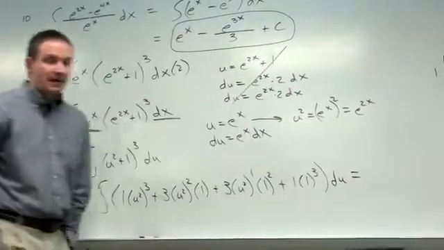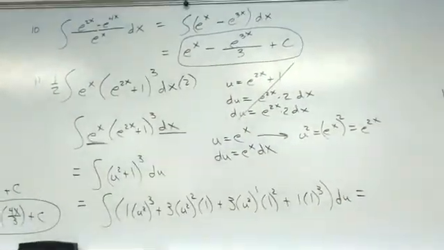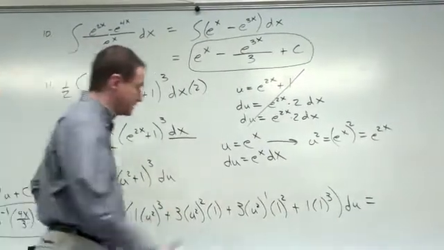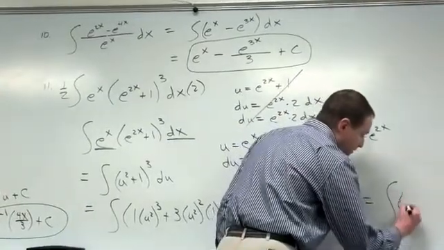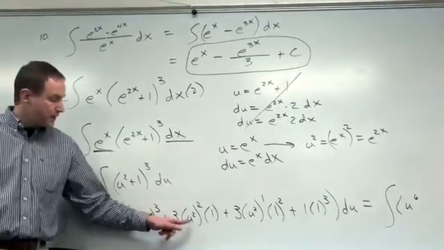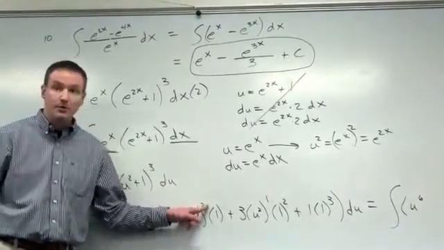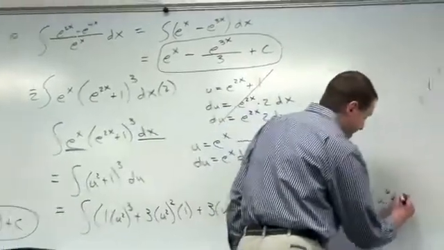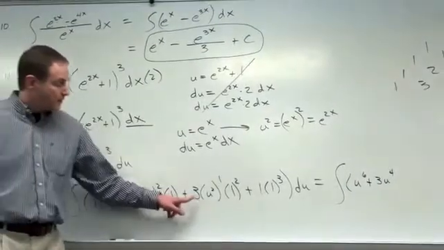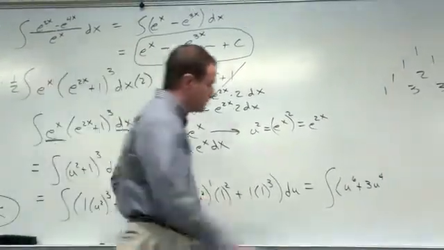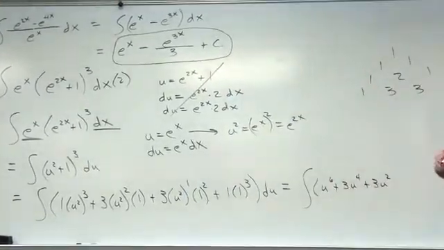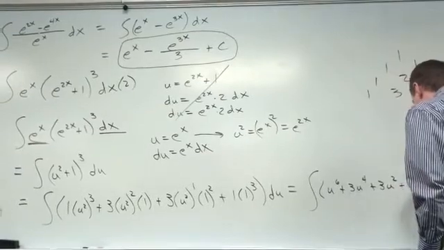So u squared cubed, that's u to the 6th. This is the integral of u to the 6th, plus 3u squared squared, that's 3u to the 4th, plus 3u squared times 1, and then plus 1. So Pascal's triangle made the algebra in this problem not that bad.